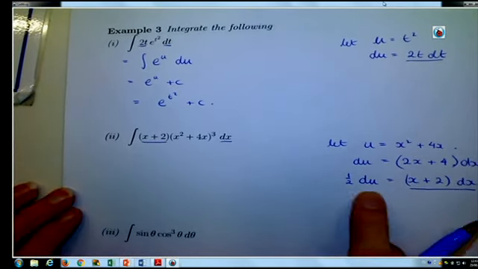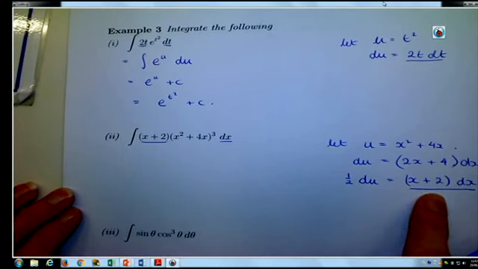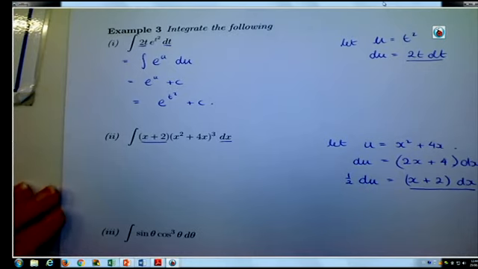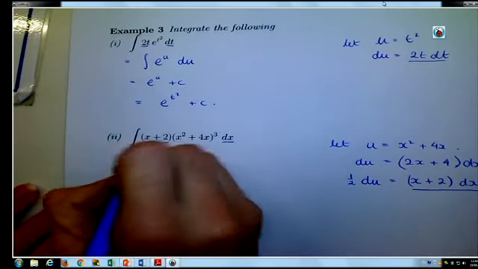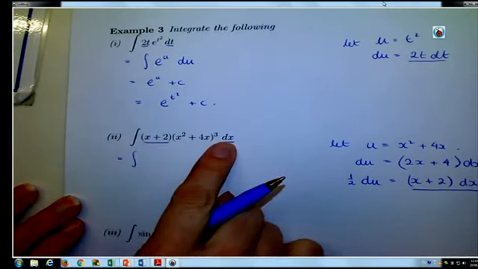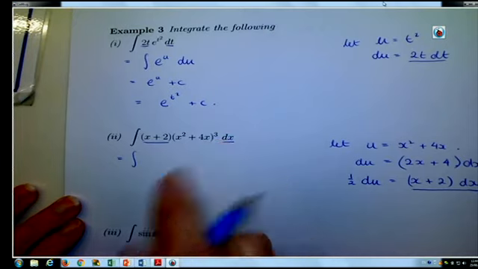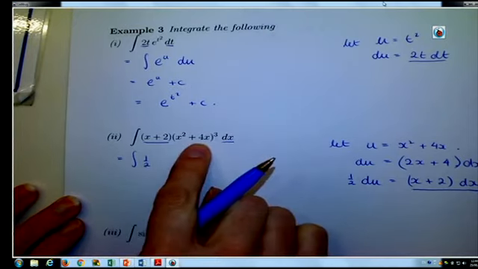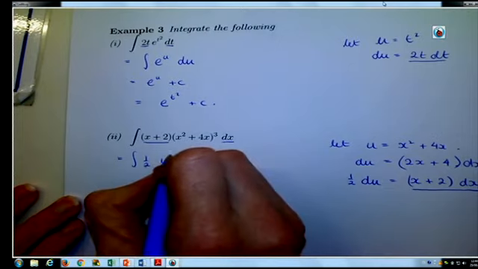So you can change these constants here. You can't muck about with the x's, but you can change the constants, okay? Just by dividing or multiplying through by a number. All right, so this and this are going to make our du, or a half du actually. And this thing here is our u, and it's going to be cubed.